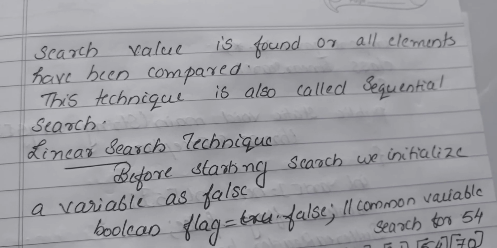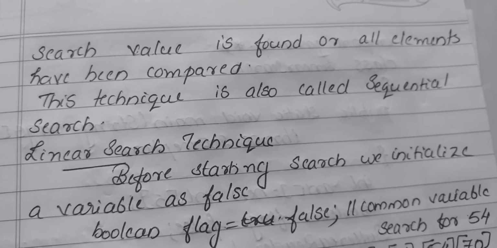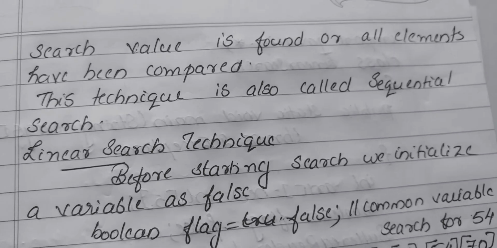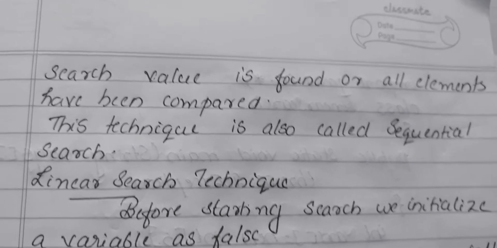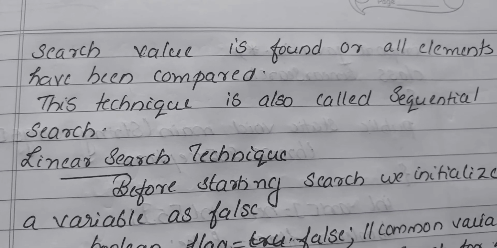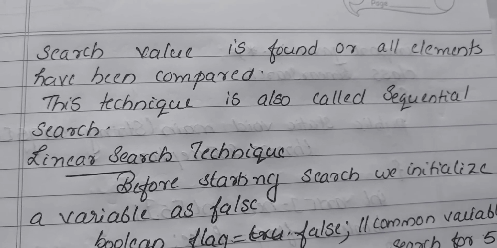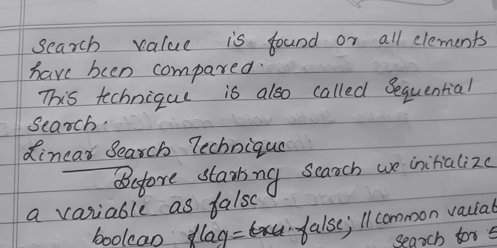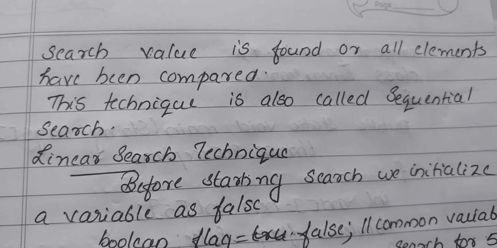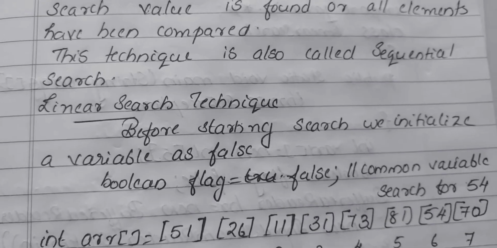Here, first we are searching for a particular element in the array. We compare the search value with each element in the array until the search value is found or all the elements are compared. So, here we are comparing each element in the array sequentially. So, this is also known as sequential search. Let's study more about the linear search technique.